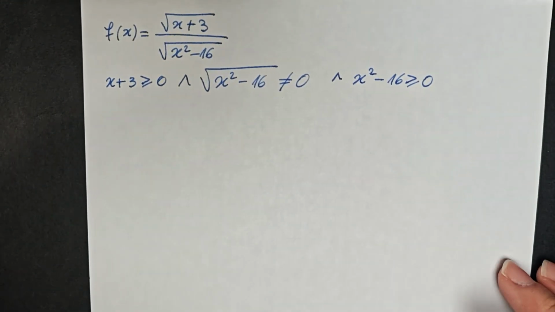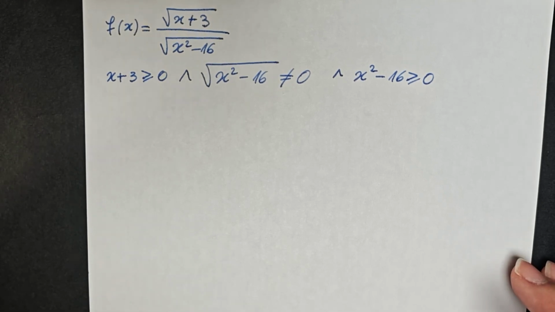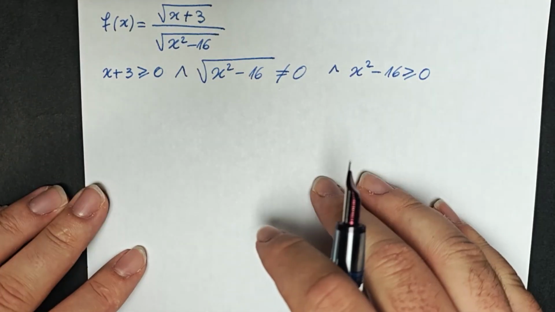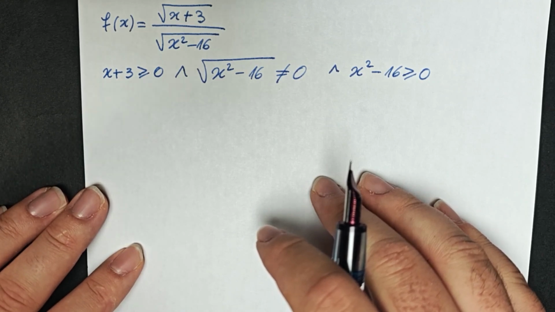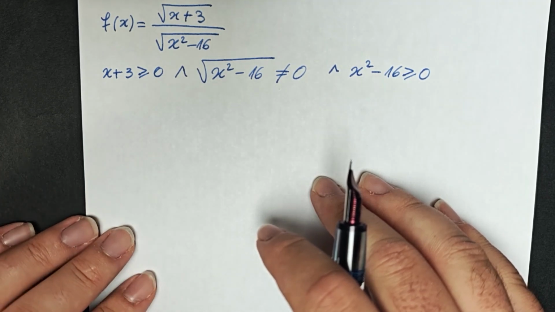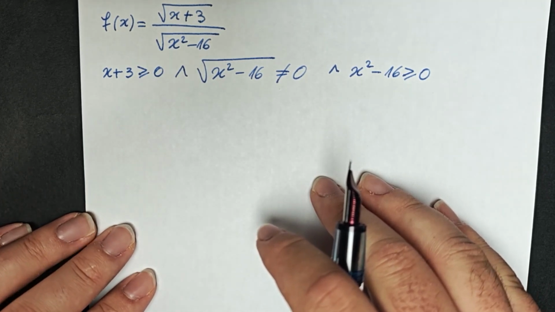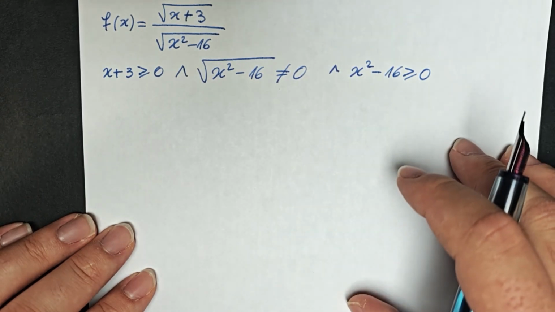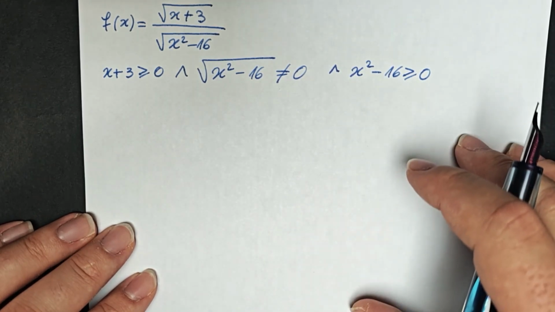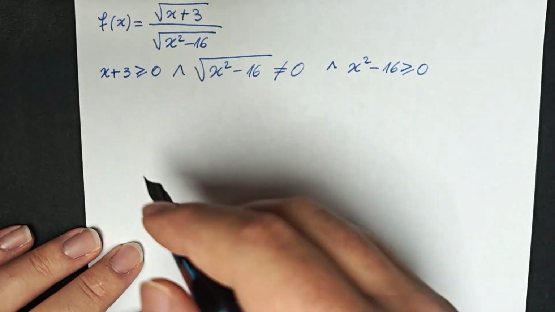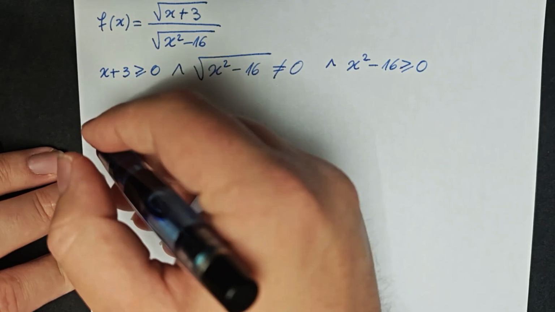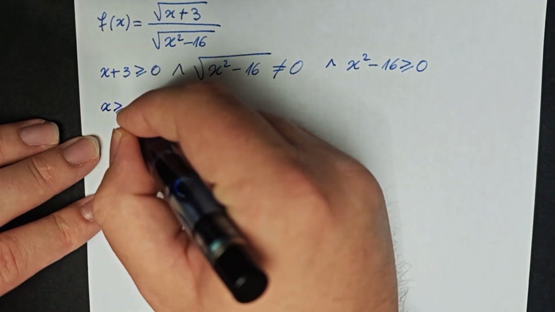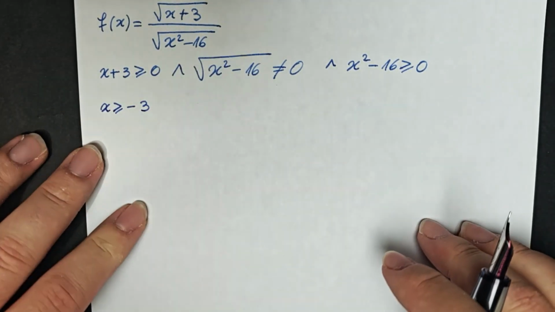We now have a conjunction of these three terms. So every single one of these three conditions has to be satisfied in order for function f to be well defined. That area in which the function f is well defined, we call a domain of said function f. The first term, x plus 3 is larger or equal to 0, is equivalent to x being larger or equal to negative 3.